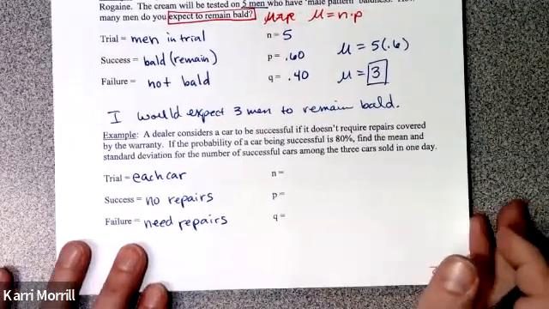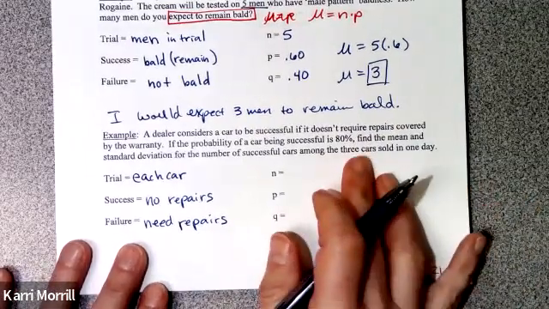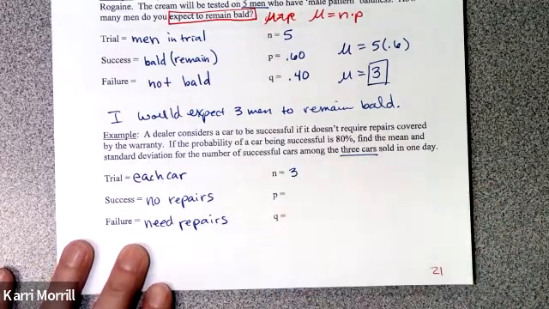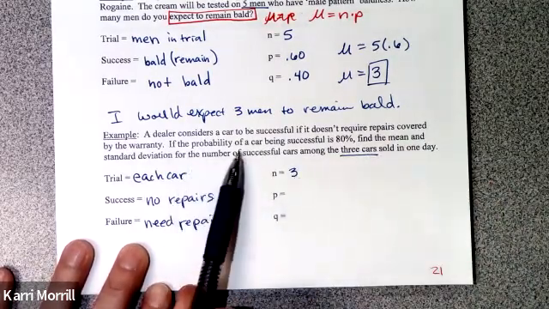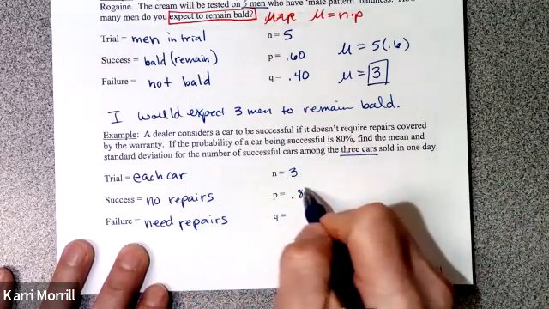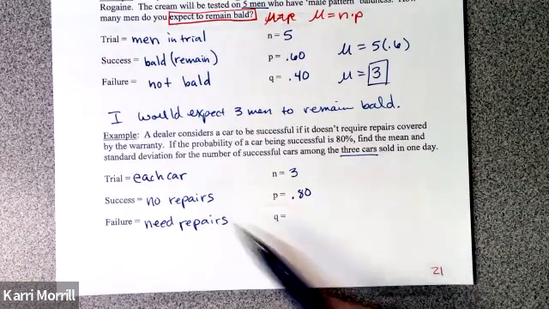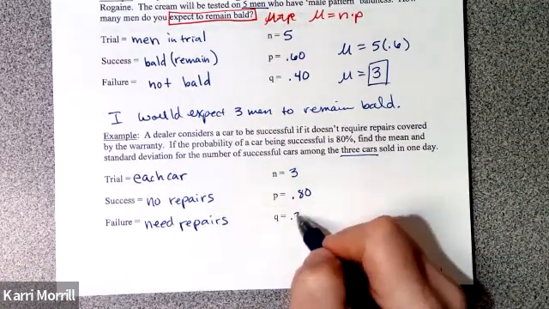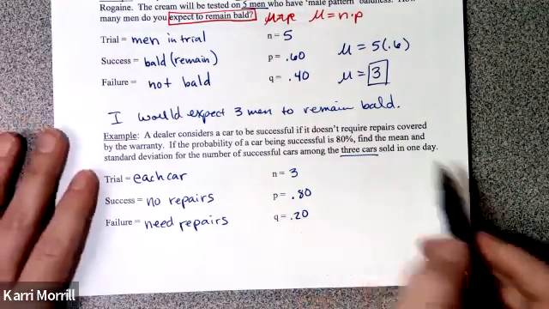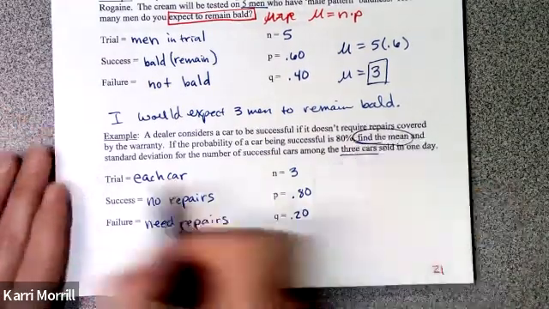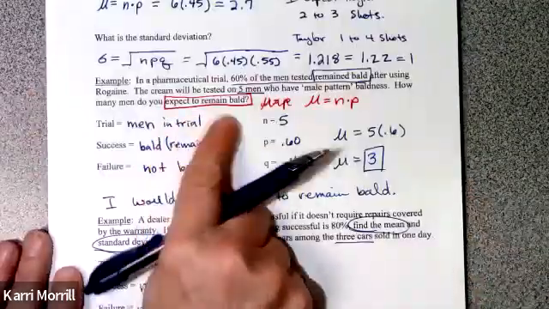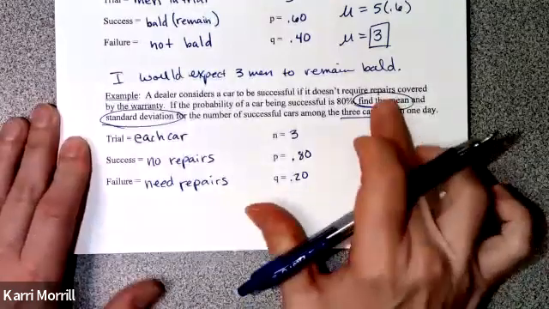So this says how many? There were 3 cars sold in a day. It said if the probability of a car being successful is 80%, that means 80% of them never needed repairs, then that means 20% did. So we have to find the mean. Sometimes it just straight out tells you like this in the word, and sometimes it'll say expect to when we just have to find the mean.